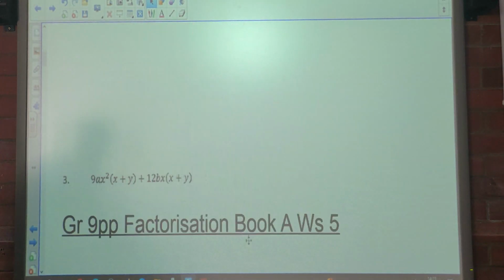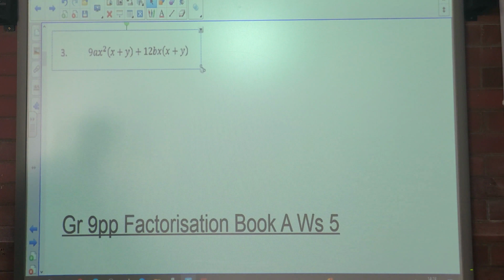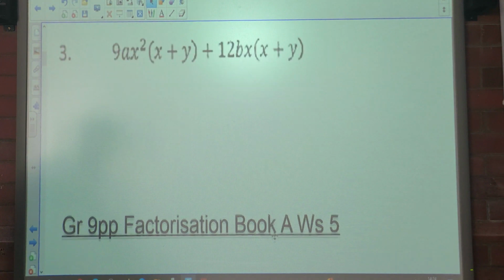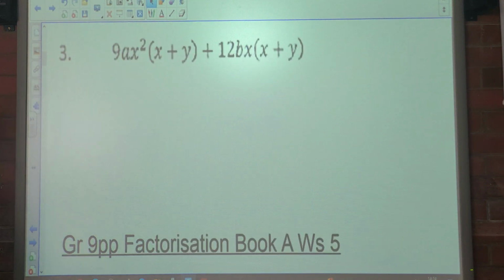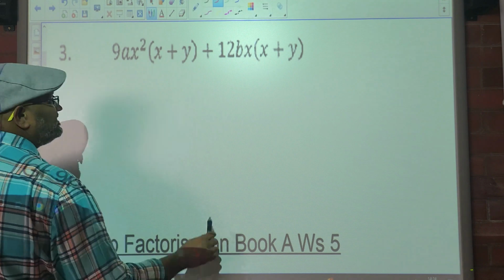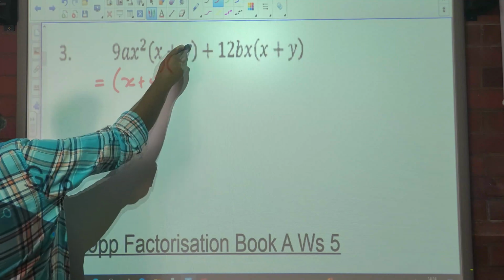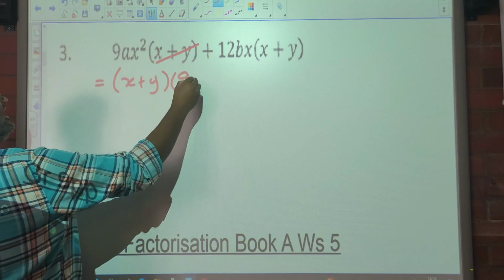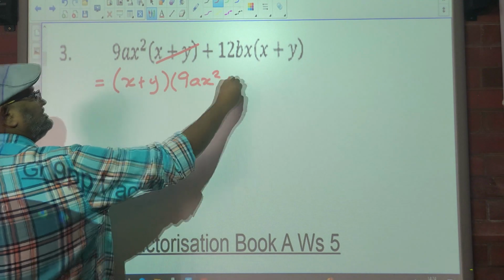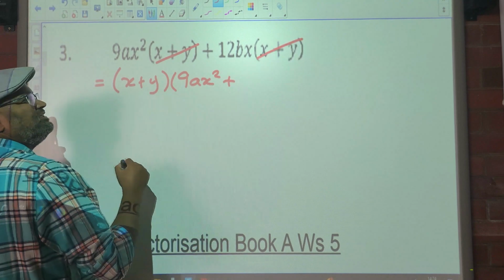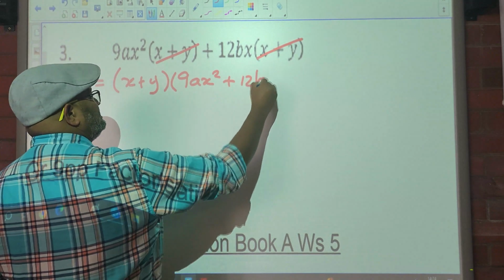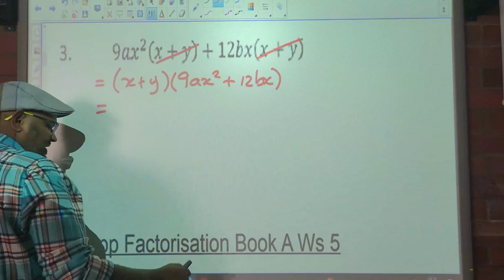Okay. Let's look at number 3. In number 3 we got 9ax squared into x plus y plus 12bx into x plus y. What is common here? X plus y. Take out the common bracket. What am I left with? 9ax squared plus, take that out, I'm left with 12bx. So what is common now in the second bracket?